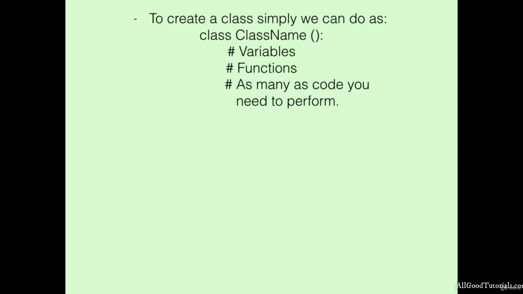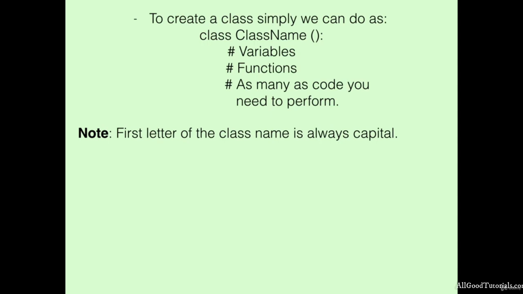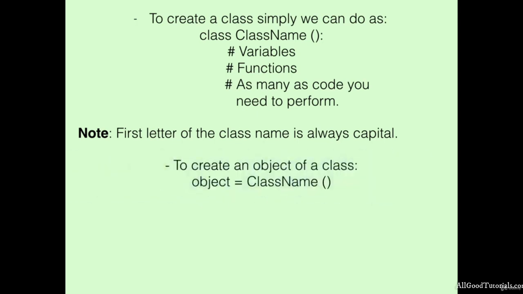To create a class, simply we can do the keyword class, your class name, parentheses, colon. Then you can put your variables, functions, as much code as you need to perform. Note, the first letter of the class name is always capital. So, to create an object of a class, write your object name equal to your class name, parentheses. See the next lecture to know how to create a class object.